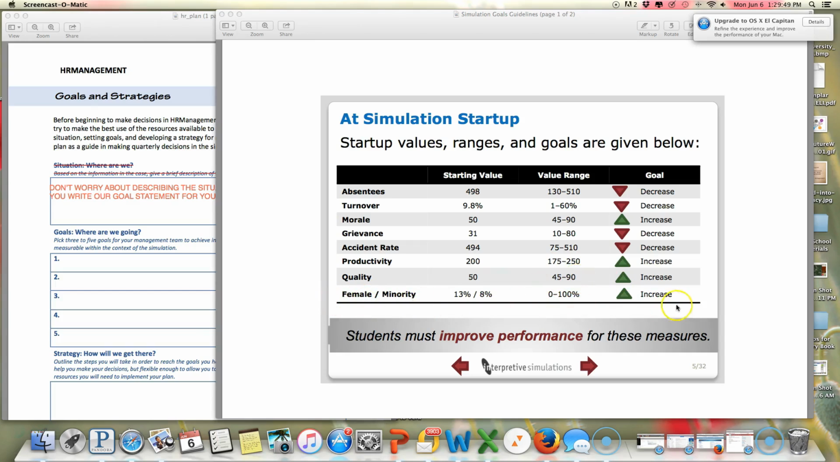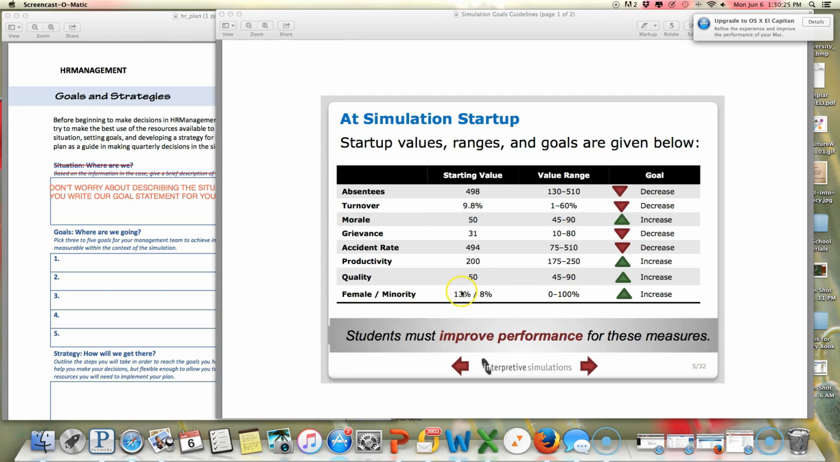The last variable of interest for us would be diversity, and this has to do with the percentage of female and minority employees we have in the company. Currently there are 13% female, 8% minority. This doesn't even come close to representing what we see in the labor market and in the working population, so both of these numbers need to increase. Our goal is obviously not to hit 100% because that wouldn't be fair. That would be considered a form of discrimination against white majorities. So our goal is to try to get the percentage up there as high as we can.